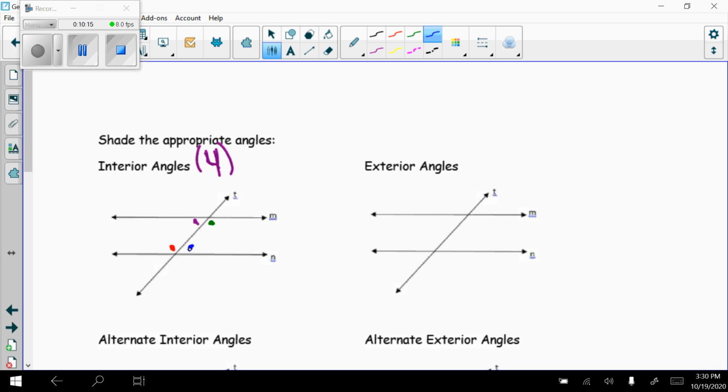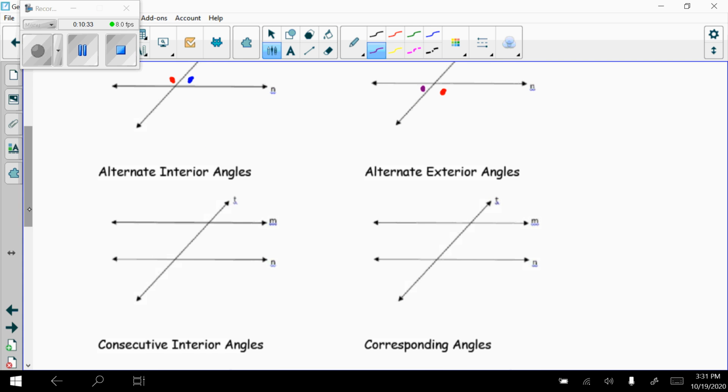Our exterior angles, again, we have 4 of them. These will be on the outside of the parallel lines on both sides of the transversal. So here's the first one, here's the second one, here's the third one, and here's the 4th exterior angle.